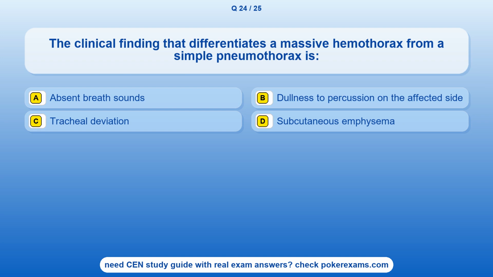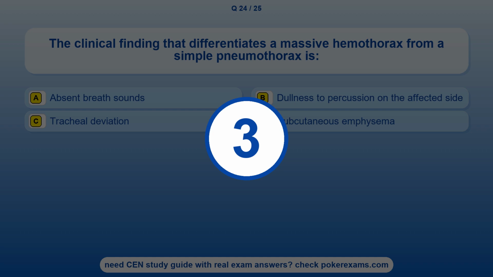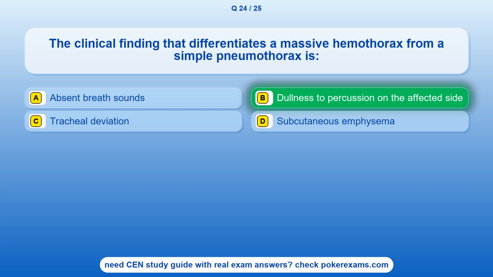Question 24. The clinical finding that differentiates a massive hemothorax from a simple pneumothorax is: Option A. Absent breath sounds. Option B. Dullness to percussion on the affected side. Option C. Tracheal deviation. Option D. Subcutaneous emphysema. The correct answer is option B, dullness to percussion on the affected side.